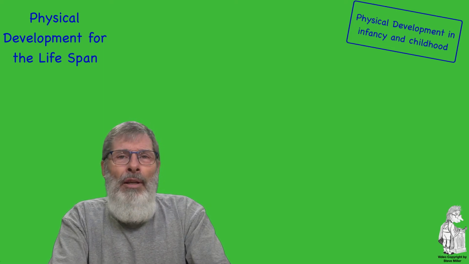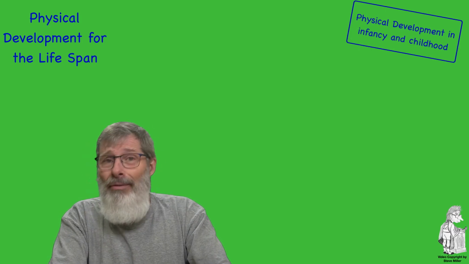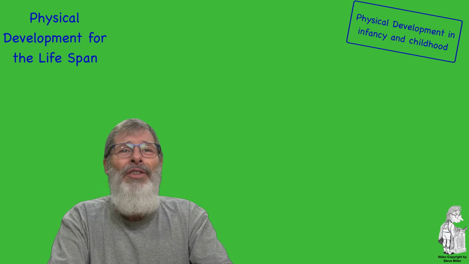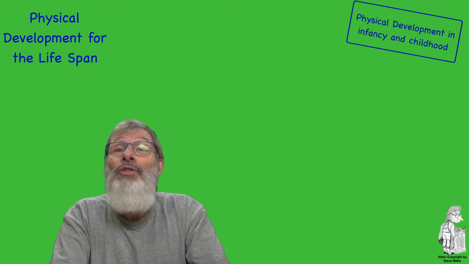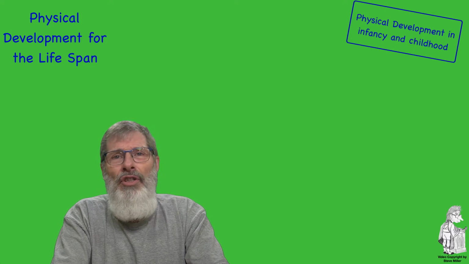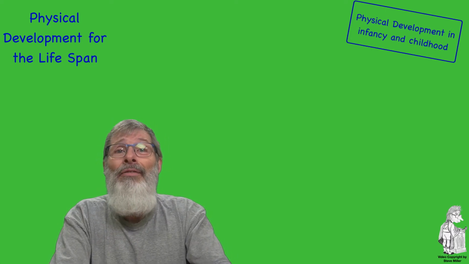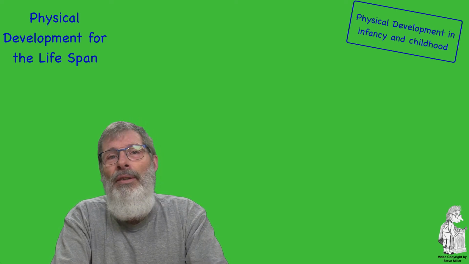Now, the physical development in infancy and childhood will start with length and weight. Babies usually double their birth weight in about 5 months and triple it by their first birthday. Their heights increase by 25 centimeters in their first year. Growth in the second year is another 10 to 15 centimeters in height and 2 to 3 kilograms in weight.